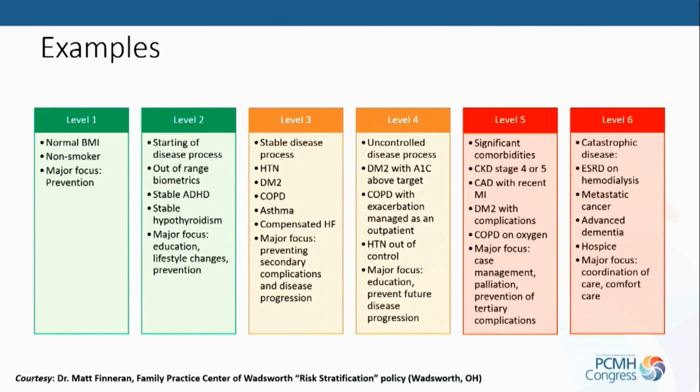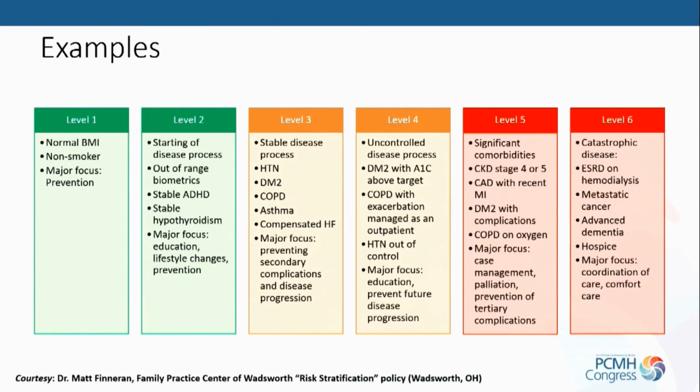But this is just an example of what a lot of these patients look like in my practice. So for example, if you have a patient with stable thyroid disease on levothyroxine, their dose hasn't changed in years, they come in once a year, you get a TSH, maybe that's a level 2 patient. CKD stage 4 or 5, or COPD on oxygen, or poor social determinants of health, that might be a level 5 patient for you.